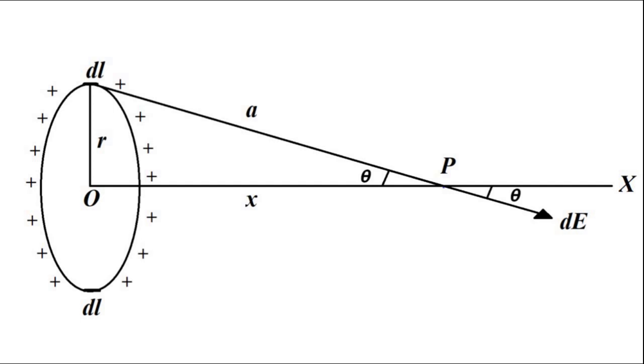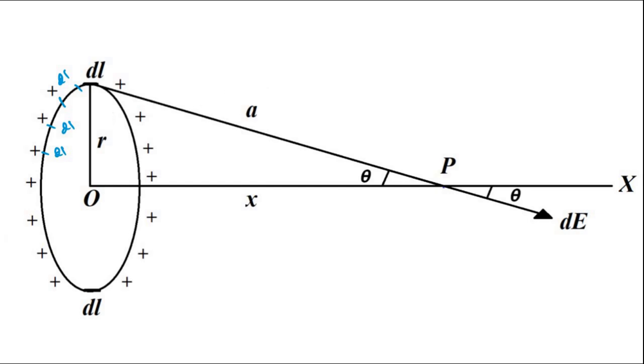So here, this A is the distance from one small element dl. We have to divide this whole circular ring into small current elements, ring elements of length dl, like this, dl, dl, dl. For each element we'll calculate the small amount of electric field dE, and then we will integrate it.